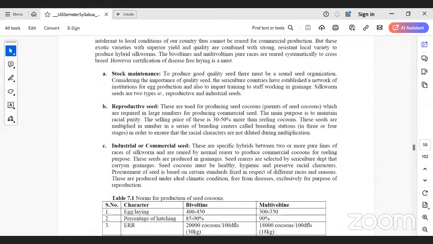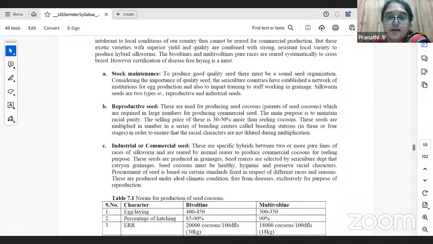Then, when it comes to the reproductive seeds, they are used for producing the seed cocoons, and that is the parents of the seed cocoons. They are required in large quantity or large number. The main purpose is to maintain the purity of the different races. Now, when it comes to the selling price, it is 30 to 50% more than the reeling cocoons. These seeds are multiplied in a series of breeding centers that are called the breeding stations. Like I told you, P4, P3, P2, P1, these are the breeding stations.